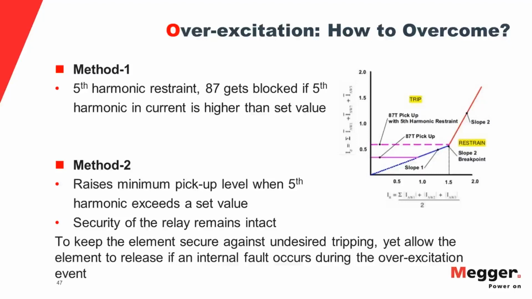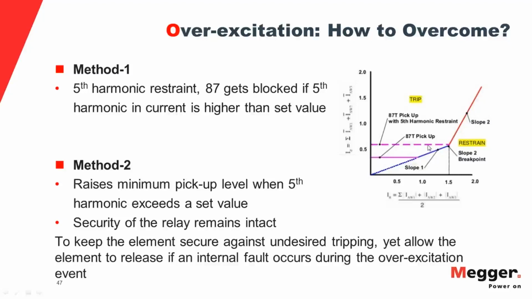And to explain more, when an internal fault happens during over-excitation conditions, it will just look for this minimum pickup level. And if it's really heavy in magnitude, it might go into the operating region of the relay and can trip the relay. So if you're having an internal fault going beyond the set value, it can trip the differential, and also the over-excitation relay will be operated. So these are some of the methods to address over-excitation.